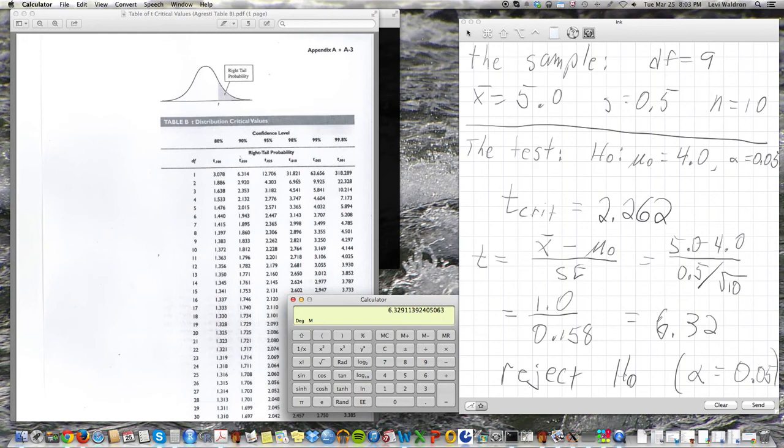And notice that if this were negative, we would still reject it. It doesn't matter whether this is positive or negative. So all that matters is that its magnitude, its absolute value, is greater than 2.262. And that's all there is to doing a one sample, two-sided t-test.